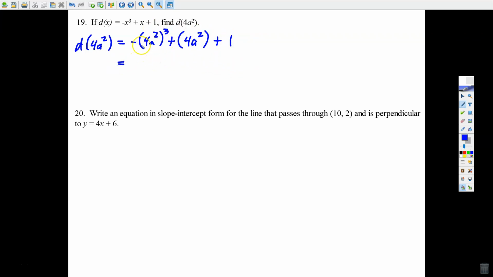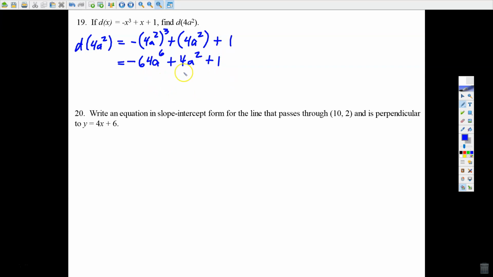Okay, so remember, I got to do the power first, and then it's like multiplying by -1. So this is the opposite of whatever x cubed is. So it's the opposite of, and remember, you got to do 4 cubed, 4 times 4 times 4, that's 64. And then here's that rule again, when a power 2 is being raised to another power, you multiply those together, and it makes a to the 6th. And then we're going to be adding 4a squared and then plus 1.